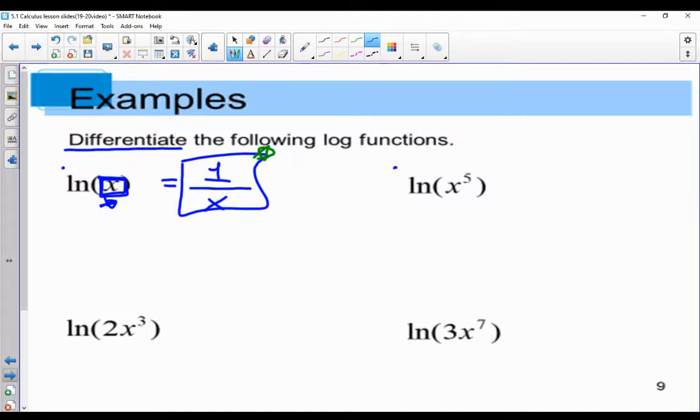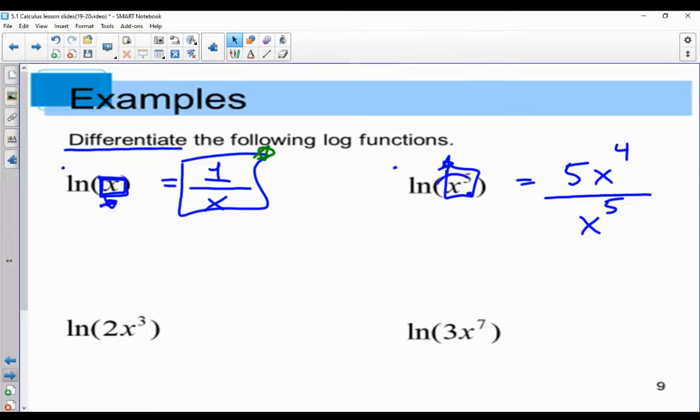Let's move on to this one. So if we need to derive this natural log, just look at the inside. First thing you're going to do is derive x to the 5th. So multiply that 5 to the front, that'll give you 5x. Take 1 away from the original power, and that'll give you 4. So there you go, that's the derivative. But you're not done. You're then going to divide it by what the inside looked like originally, or in other words, x to the 5th, because that's what it looked like before you derived. So there you go, you've done the derivative, now you just need to simplify.